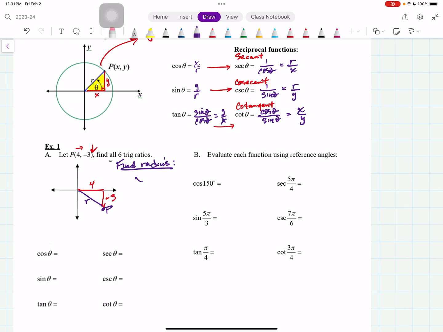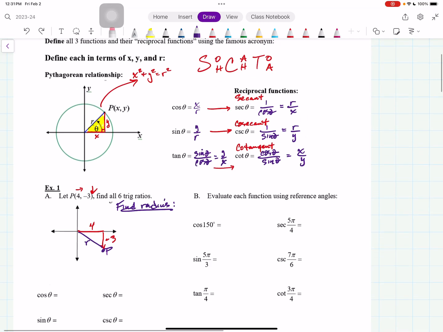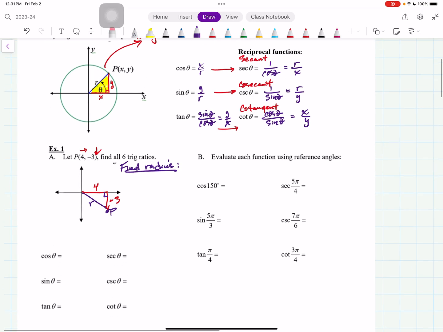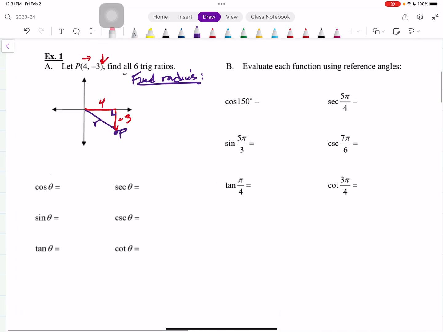So you apply the Pythagorean theorem again. That's why I went over it in the very beginning. Because if you have any right triangle, and this is a right triangle here, then the Pythagorean theorem applies. So 4 squared plus negative 3 squared is equal to r squared. And then we have 16 plus 9 is equal to r squared. That gives us 25 equals r squared, and obviously the radius has to be 5, so I'm going to put a 5 there. Once you find the radius, then you just write your ratios.